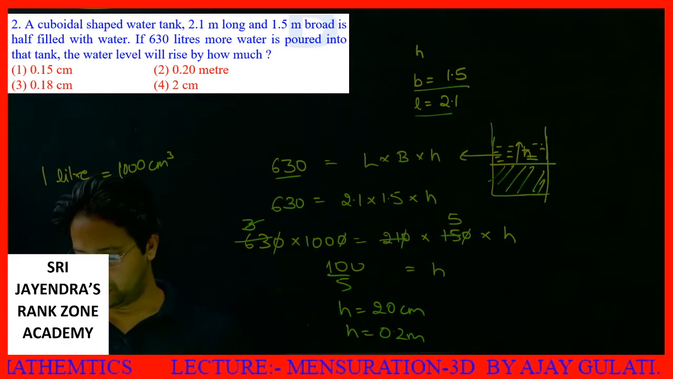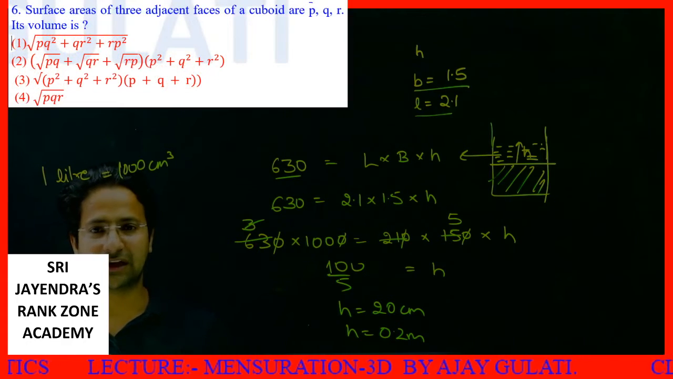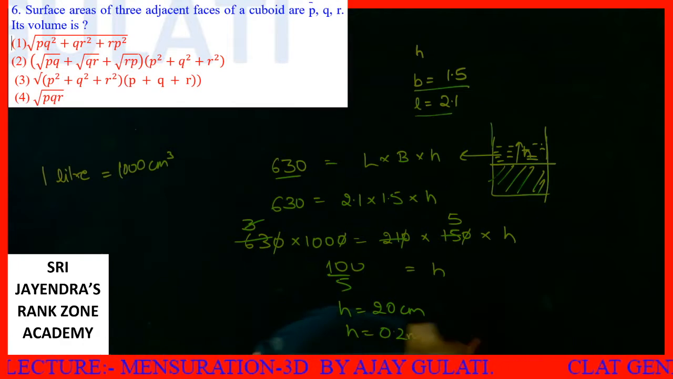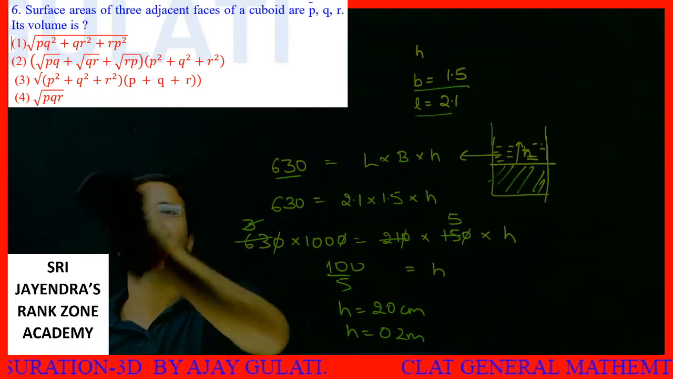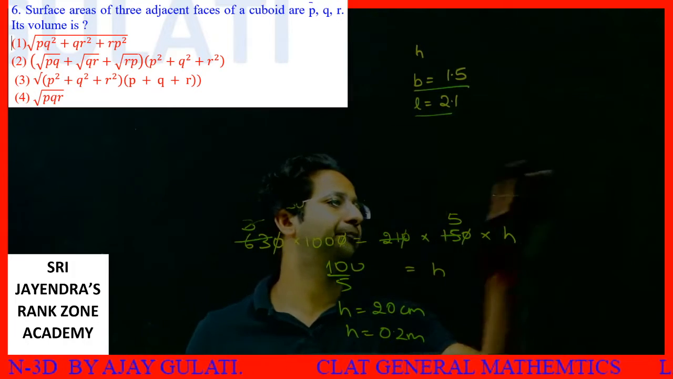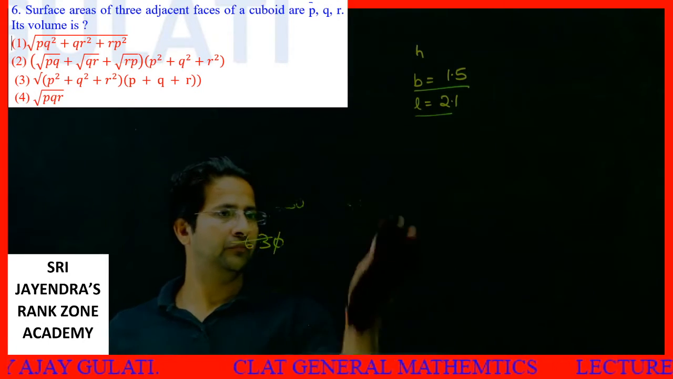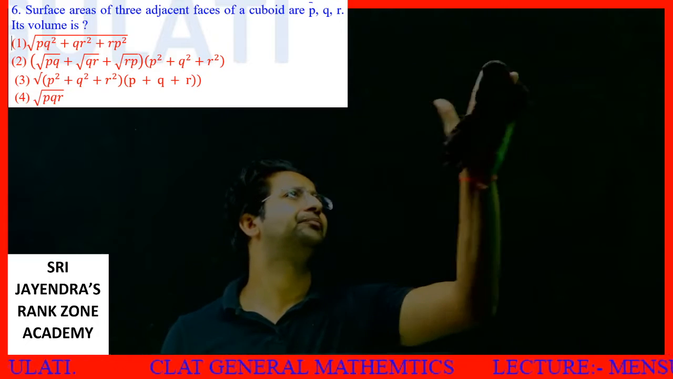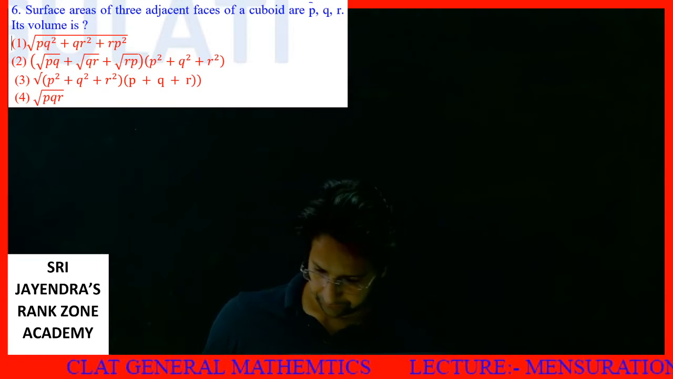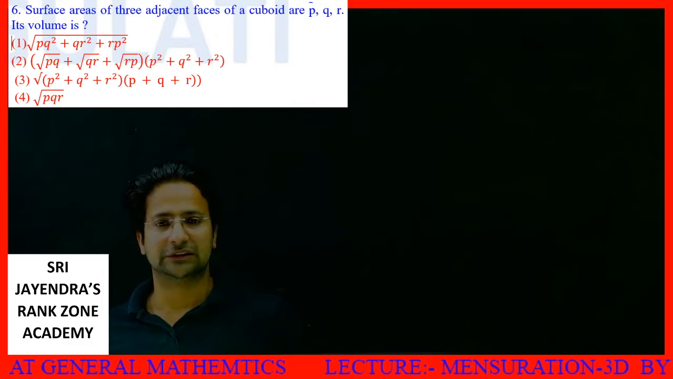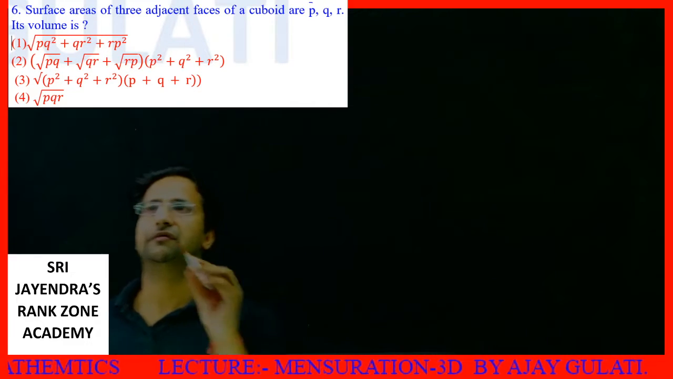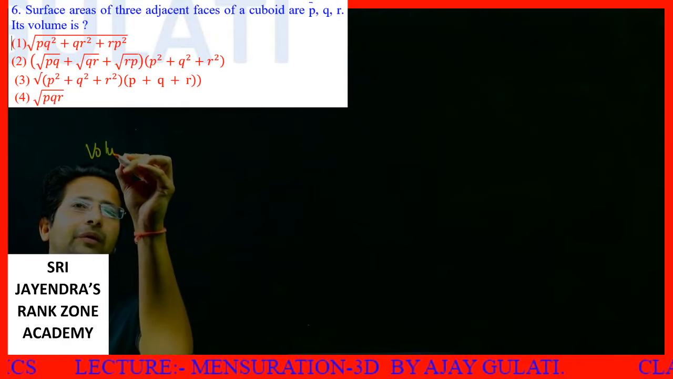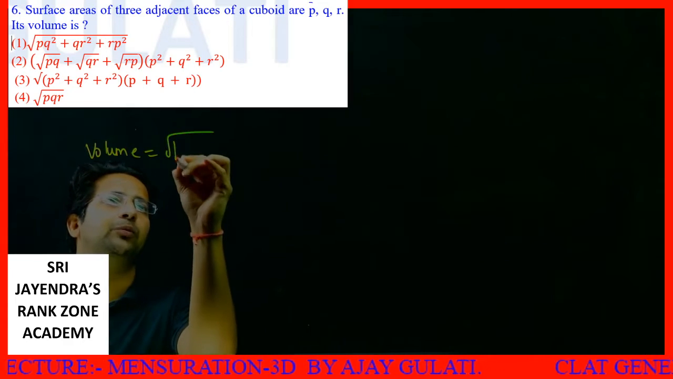Now students, we move to the next question. Before I start doing it, you attempt it yourself for a minute. I rub this portion, then I'll move ahead. Surface area of 3 adjacent faces of a cuboid are P, Q, R. Its volume is. First of all, I want you to learn the answer. What will be the volume? Volume will be under root P, Q, R.